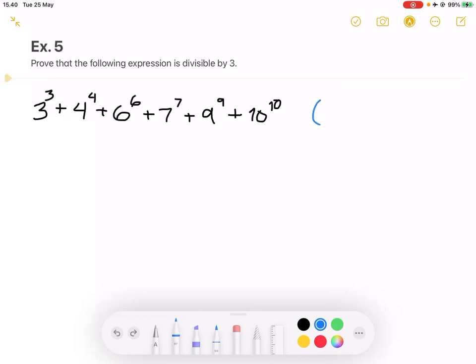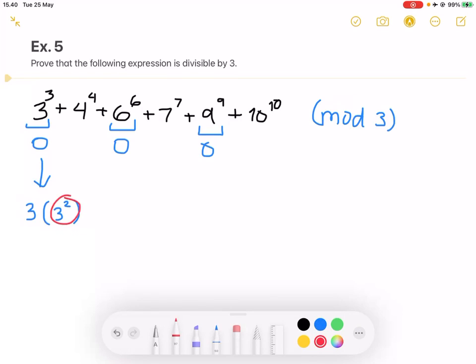So let's just look at this mod 3. Now notice that we can look at each term and see if it's congruent to something mod 3 or not. So notice that this term and this term will be all congruent to 0 mod 3, because from here we can actually factor a 3 out with an integer part inside, like so. Similar thing with 6 to the 6 and 9 to the 9. They all have a factor of 3. You can check that on your own, by the way.